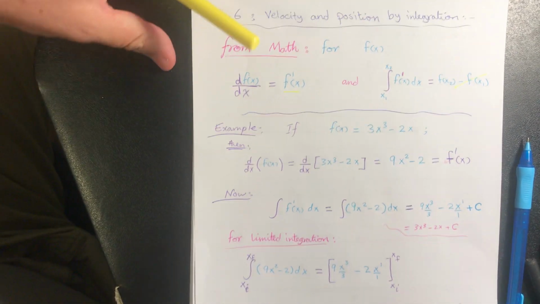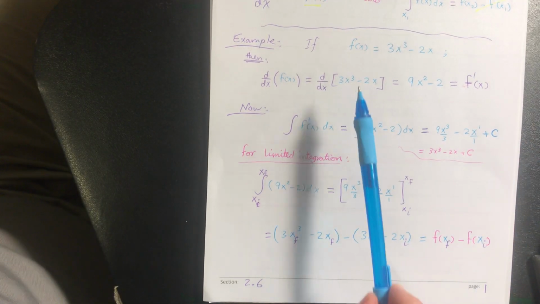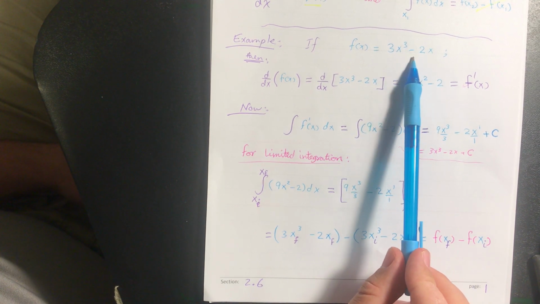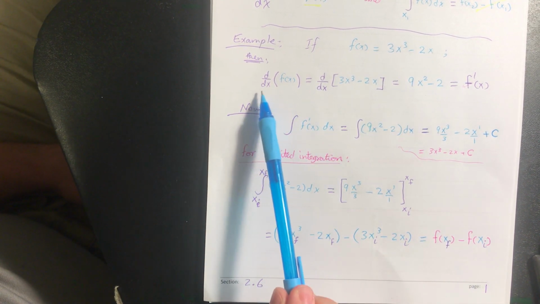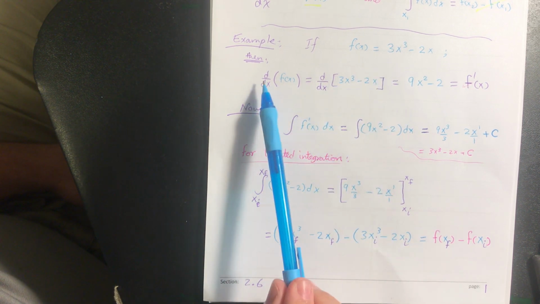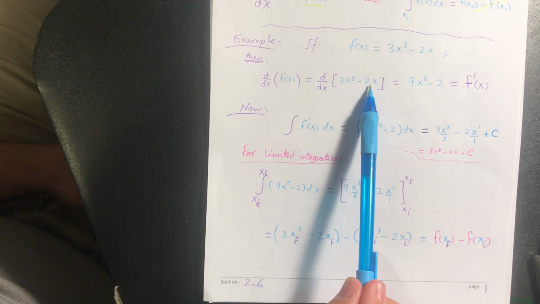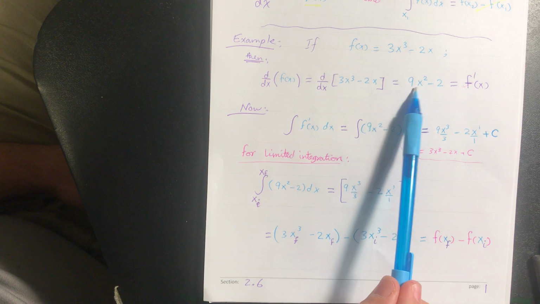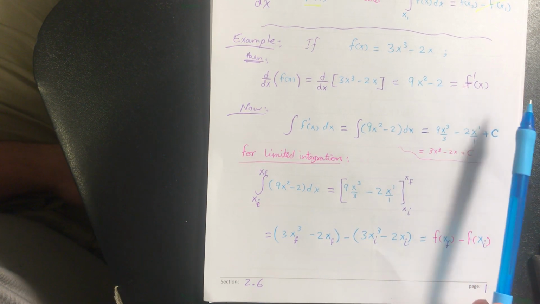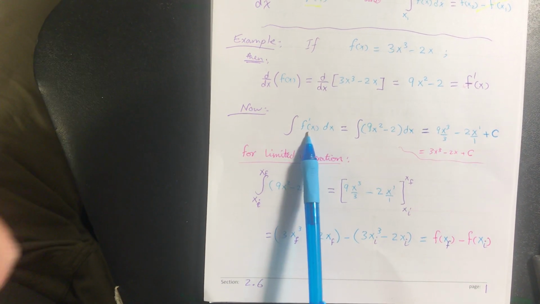For example, we are just in math now. If we have f of x equal to 3x cubed minus 2x, what is the differentiation of that function? d by dx of f of x is equal to d by dx of 3x cubed minus 2x, which is equal to 9x squared minus 2, which is f prime of x. Now, what if we need to integrate f prime of x with respect to x?